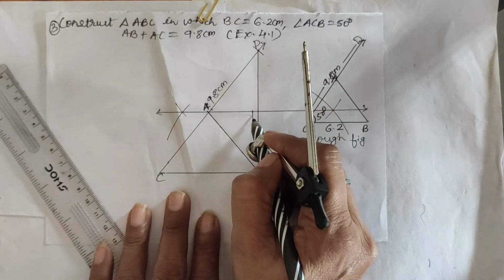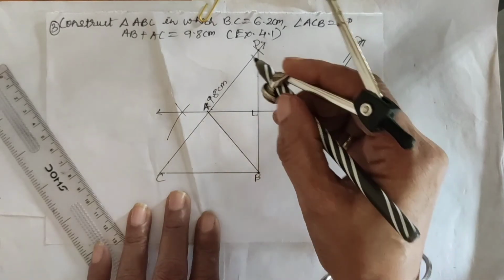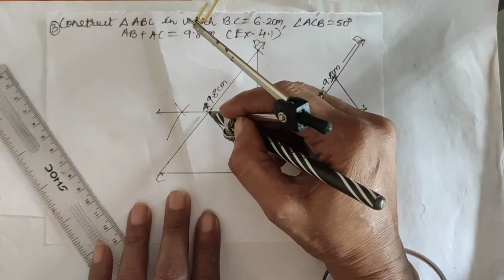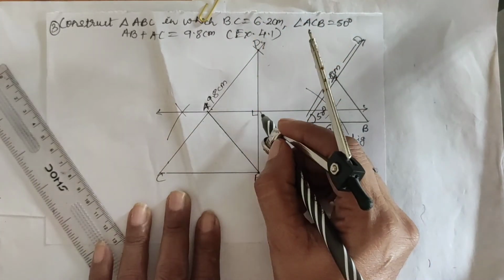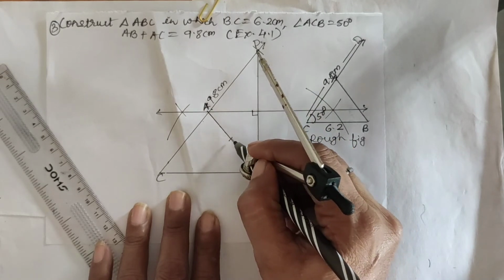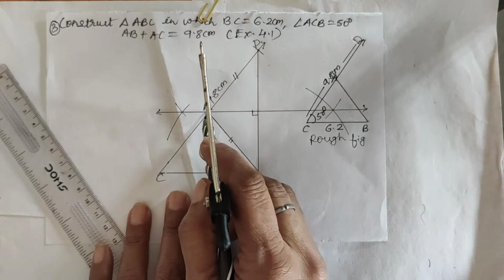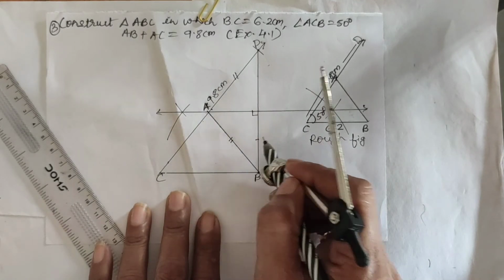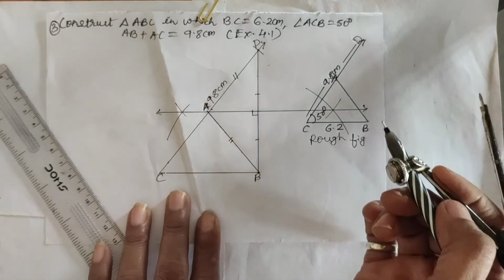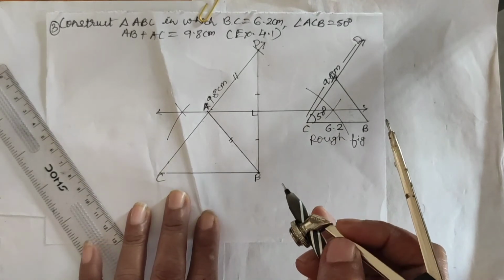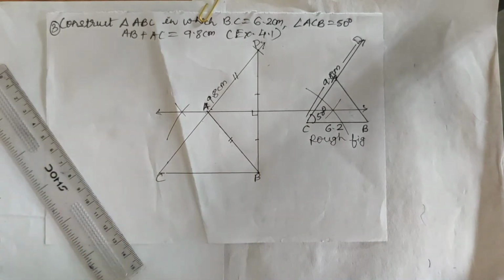So here we have drawn the perpendicular bisector, and A is the point on the perpendicular bisector which is equidistant from the end points. Okay, as this is the perpendicular bisector, this distance is also equal. As you can see, this distance is equal. Okay, so this is how we have constructed triangle ABC with the given information.